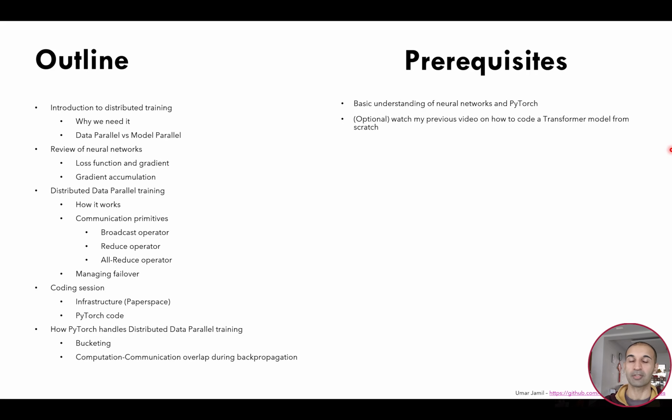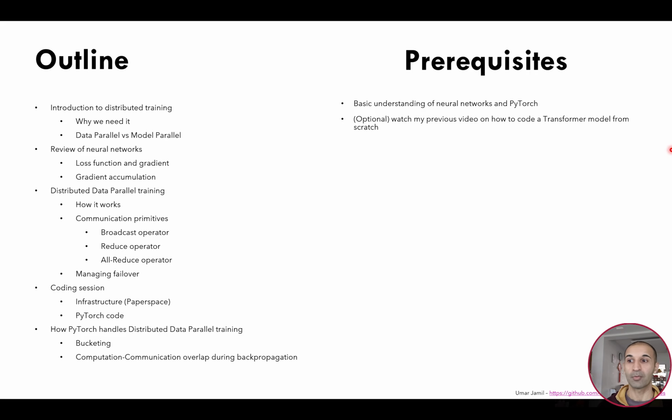So let's review the topics of today. First of all, I will give you an introduction to distributed training and show you the two ways in which we can do it. One is data parallelism and one is model parallelism. In this video, I will explore data parallelism. We will see a little bit of the neural networks theory because I want to introduce a concept called gradient accumulation, which is very important for distributed training. And later we will see distributed training as it is built in PyTorch, so distributed data parallel.